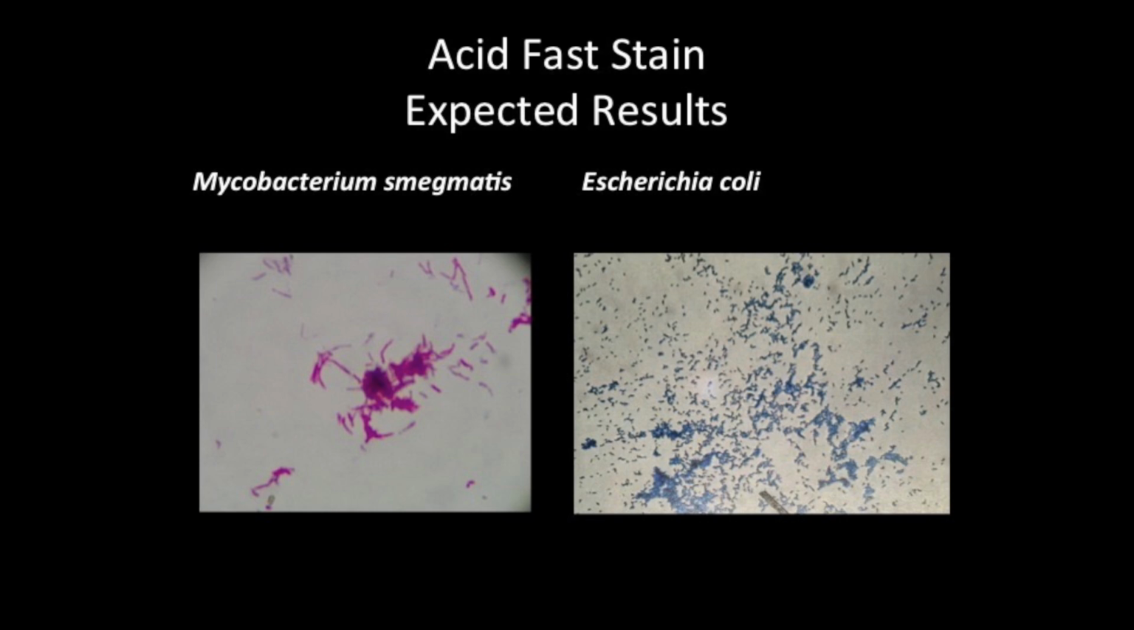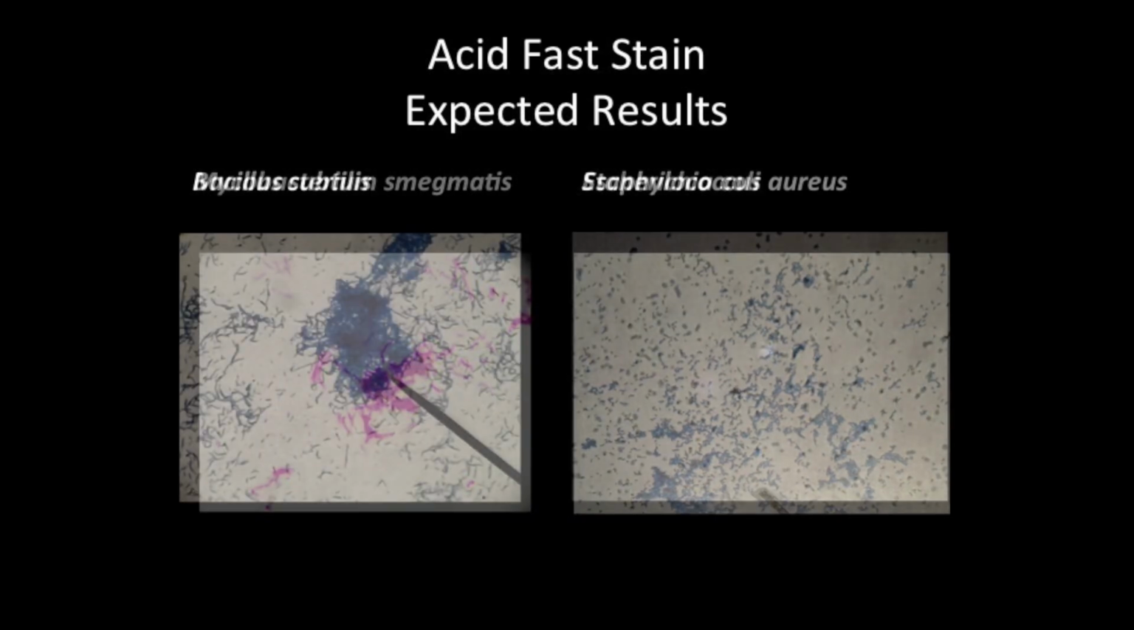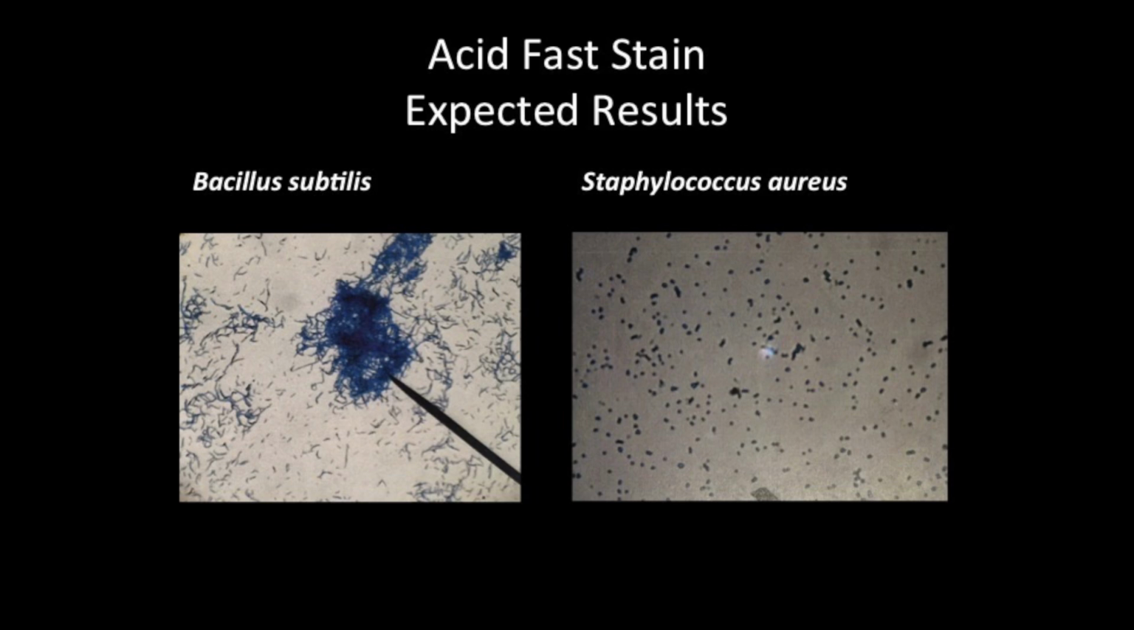Escherichia coli, as we saw in the gram stain procedure, is a small rod. This can be observed on the screen in the right image. Take note that the small rods are blue, so this tells us that E. coli is a non-acid-fast bacteria. Bacillus subtilis, seen in the image on the left of the screen, is a non-acid-fast bacteria, as well as the Staphylococcus aureus seen on the right.